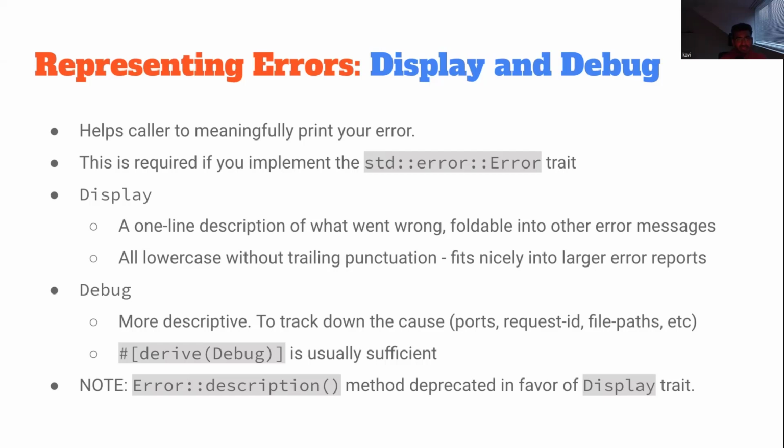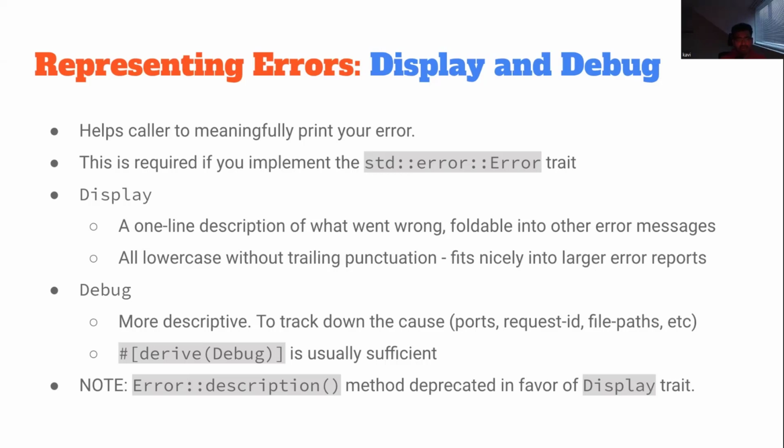And the other thing is Display and Debug are constraints if you want to implement the Error trait. Basically what that means is you cannot implement the Error trait without implementing Display and Debug. And the Debug trait is for more descriptive output. Let's say if your error has any details like port numbers, request ID, or file path where it failed, it should be visible in the debug. And usually just deriving the Debug trait should be good enough.